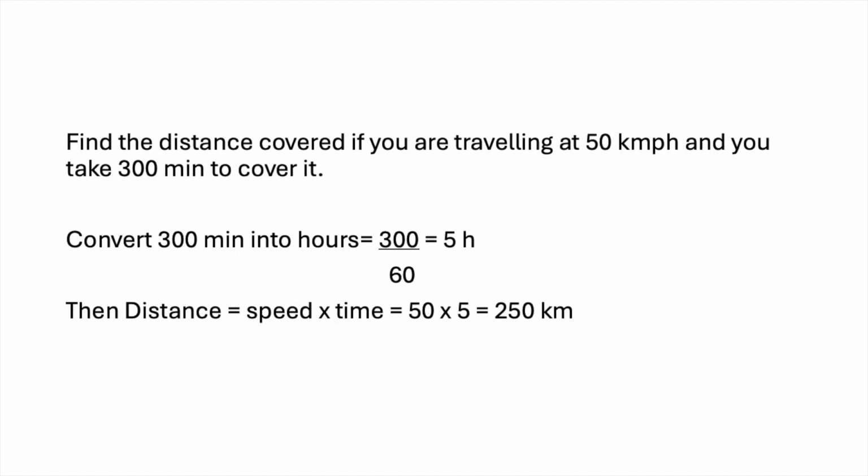Find the distance covered if you are traveling at 50 kilometers per hour and you take 300 minutes to cover it. Now we're going to calculate everything in the same units. So these minutes have to be converted to hours, because we say speed in kilometers per hour, or we say it in meter per second, not kilometers per minute, right? So we convert the 300 minutes into hours. So that's 300 divided by 60, which is 5 hours. So the distance is speed into time, which is 50 into 5, which is 250 kilometers.